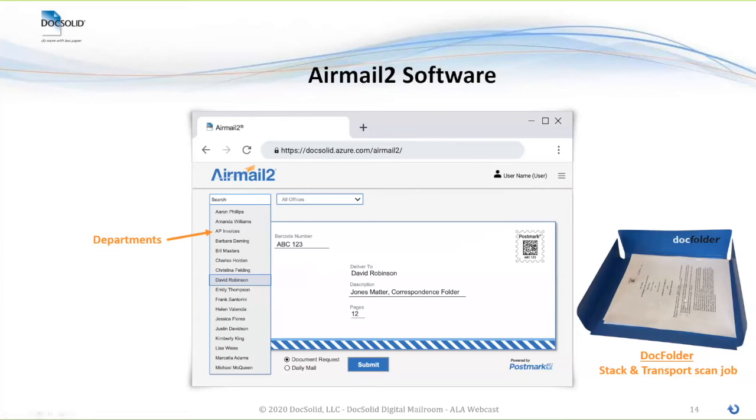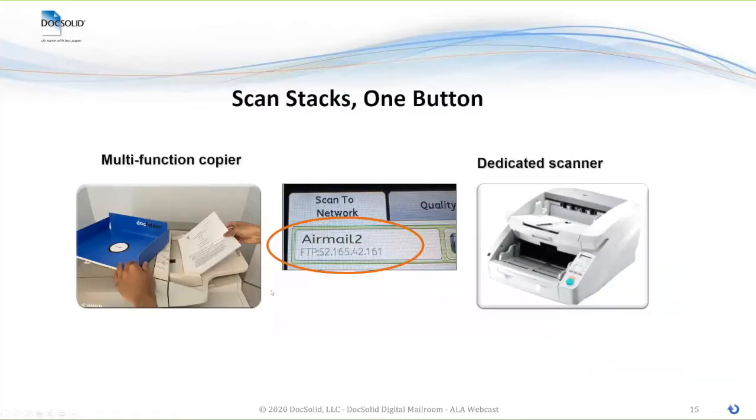When you're done, in your doc folder, this folding out basket, you have a stack of paper documents with stamps, with barcodes on them. And now you just take them over to the nearby digital copier. So we've got to deploy fast, and we've got to make this simple to operate. Whether you have a Ricoh, Canon, Xerox, HP, old one, new one, they all have a little display panel, and we just program an Airmail2 button on it.